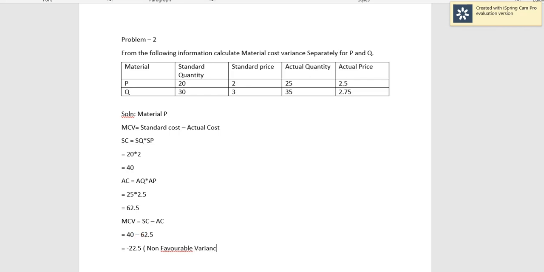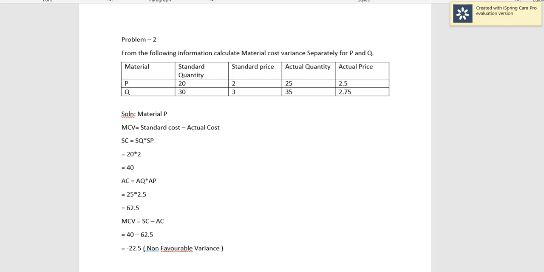If the result is positive, we have to mention it as favorable variance. If it is negative, we have to mention it as non-favorable variance or adverse variance.